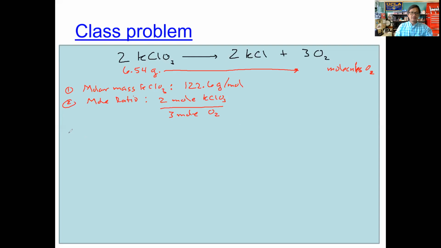Okay. And then finally, the last conversion factor is going to be Avogadro's number. We need Avogadro's number. Why? Because we're asked to find the number of particles. So that means it'll be 1 mole of oxygen over 6.02 times 10 to the 23rd molecules of oxygen as well. And again, we may have to use that reciprocal in order to get the calculation done.